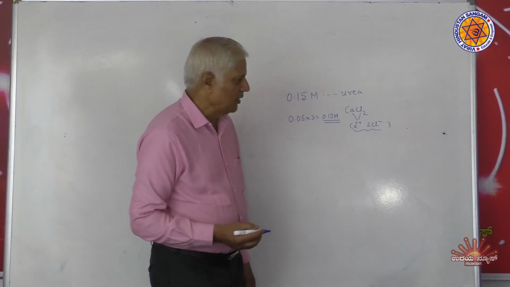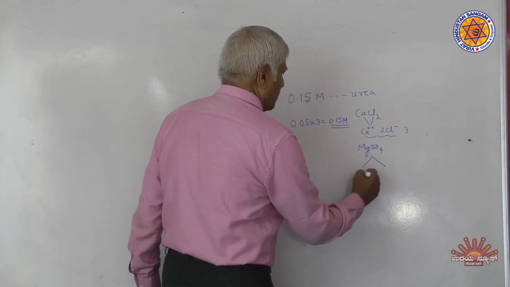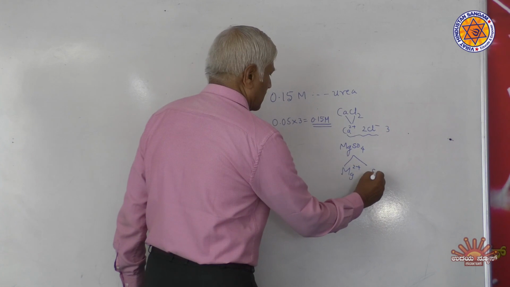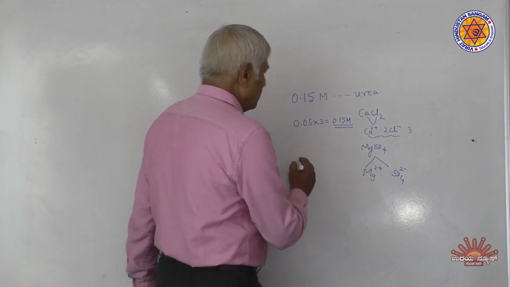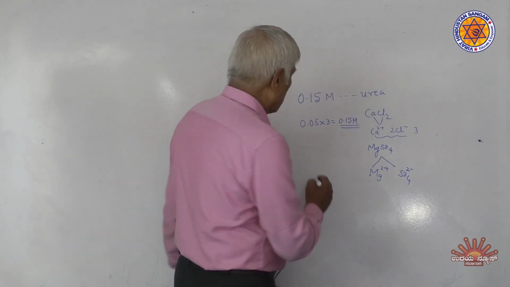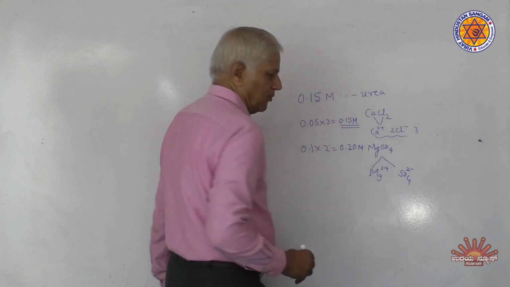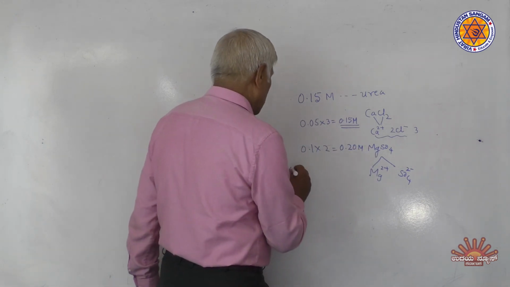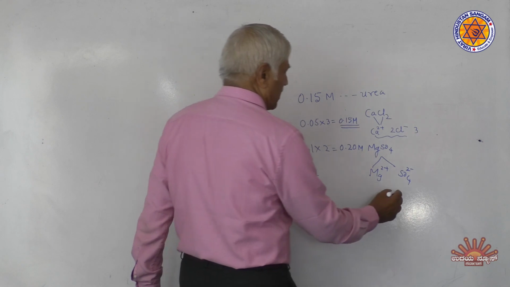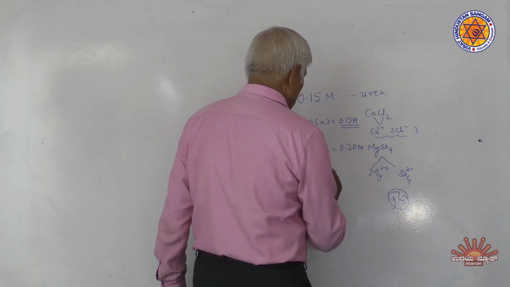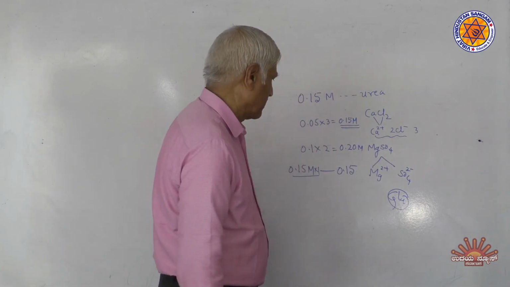Now look at the next option, magnesium sulfate. It is also a salt. It splits into 2 ions in solution. So each molecule splits into 2. So the concentration of the ions is 0.1 into 2 equals 0.20 m. Last one, in 0.15 molar glucose, glucose is a non-electrolyte. It won't dissociate into ions. This should be taken as 0.15 only. It should be multiplied by 1. It won't dissociate.